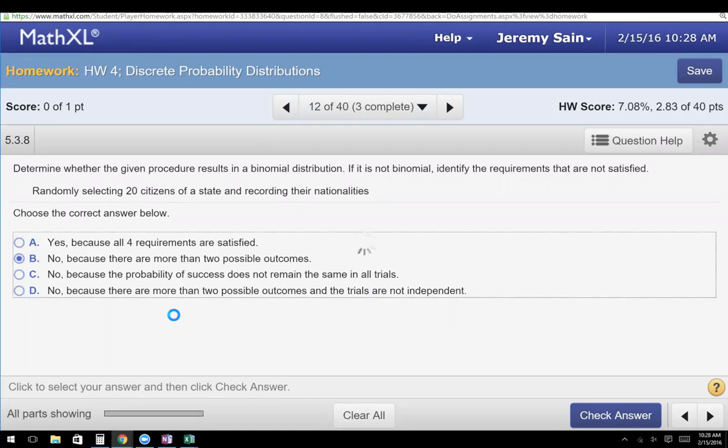Actually, it might be the last one, because there's more than two possible outcomes and the trials are not independent either. So it's actually probably D. But I guess we'll wait and see.